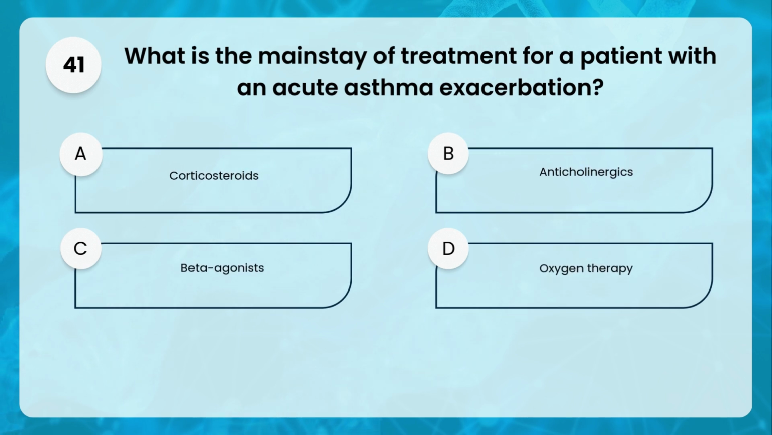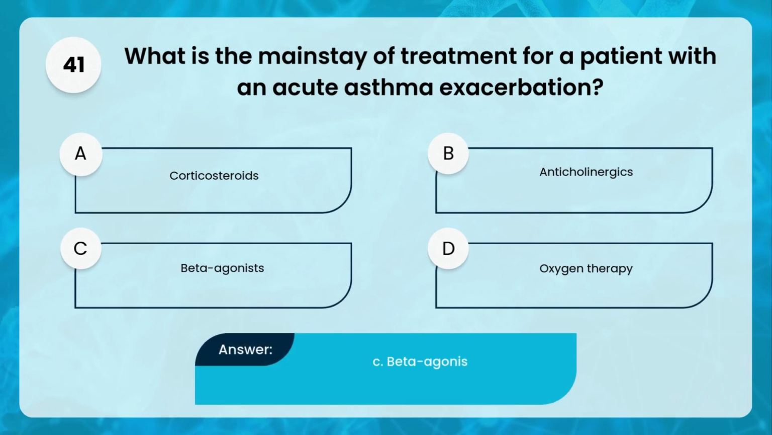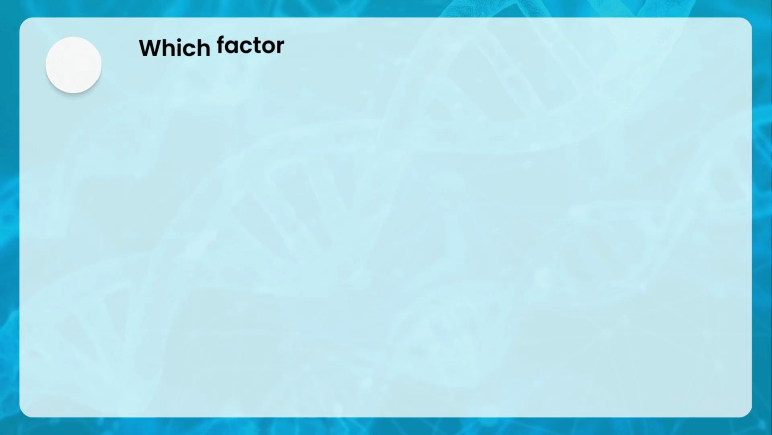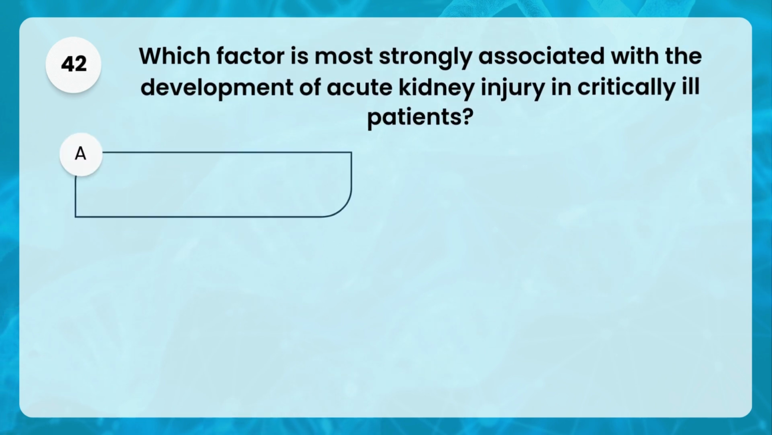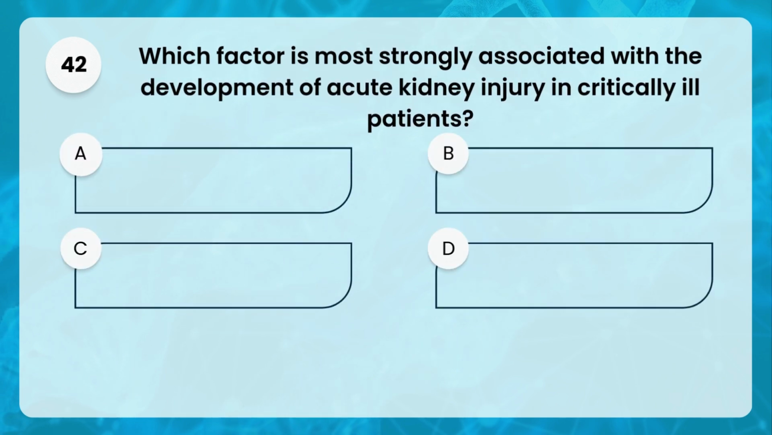A. Corticosteroids, B. Anticholinergics, C. Beta agonists, or D. Oxygen therapy? The answer is C. Beta agonists. Number 42. Which factor is most strongly associated with the development of acute kidney injury in critically ill patients?